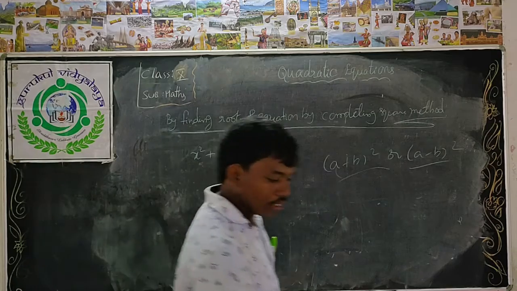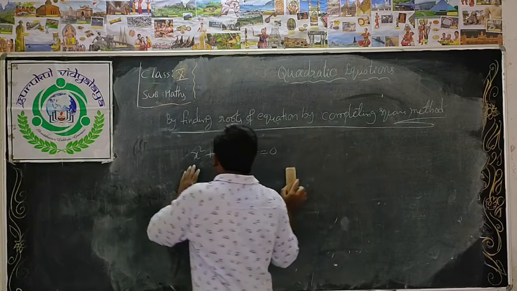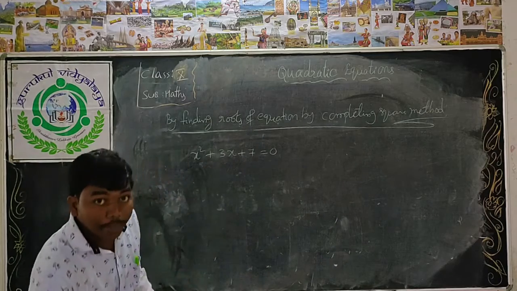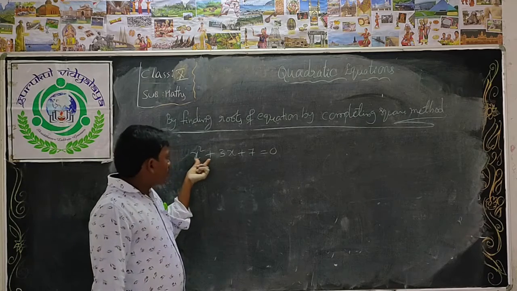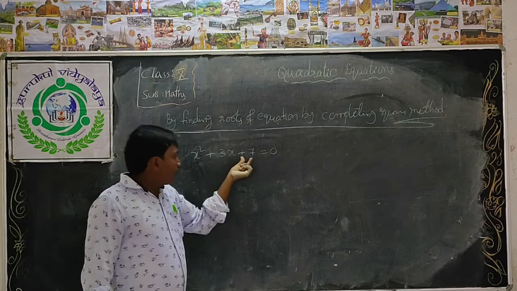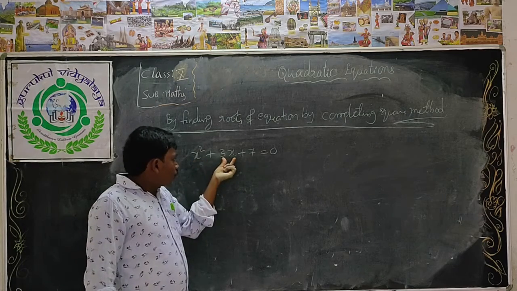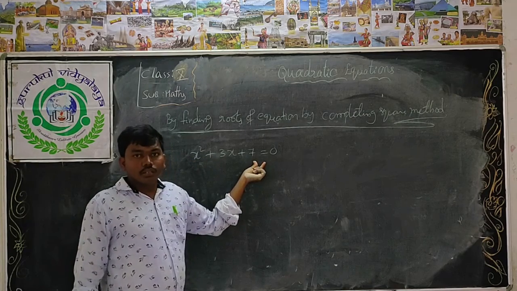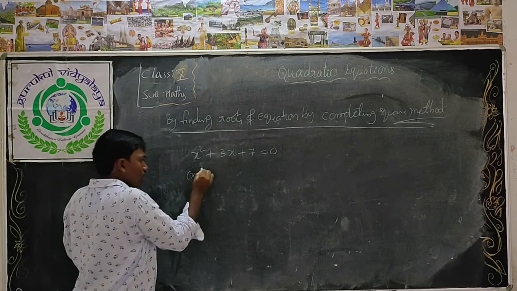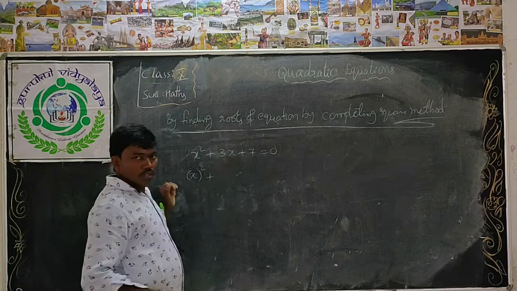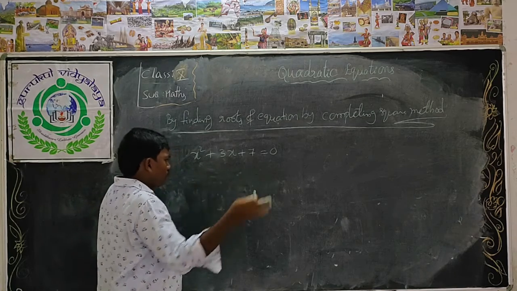I will give one example. Children, I will change this equation into (a plus b) whole square, because here plus is there. This is the a square term, this is the 2ab term, and this is the b square term. See, a square means only x. There is no 2. We'll change it, so we follow the steps.